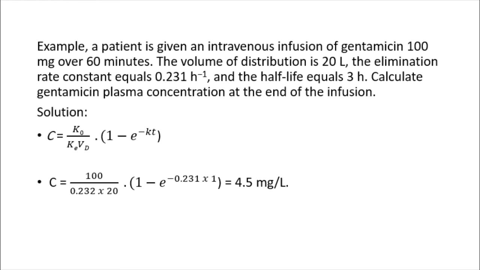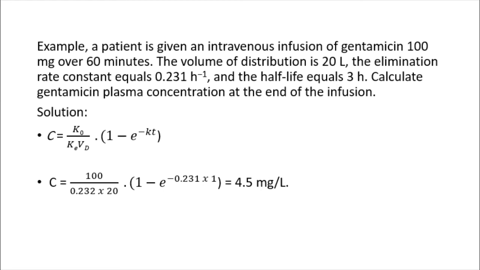Okay, so let's take an example to understand the case of aminoglycoside. Consider a patient is given an intravenous infusion of gentamicin, 100 milligram over 60 minutes. The volume of distribution is 20 liter. The elimination rate constant equals 0.231 per hour, and the half-life equals 3 hours. Calculate the gentamicin plasma concentration at the end of the infusion.